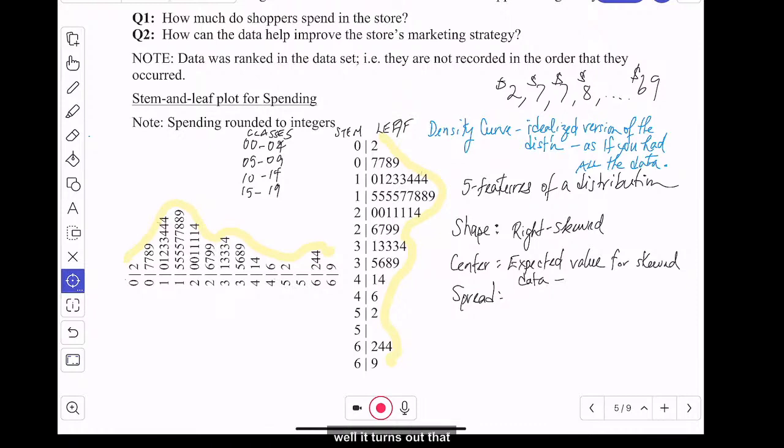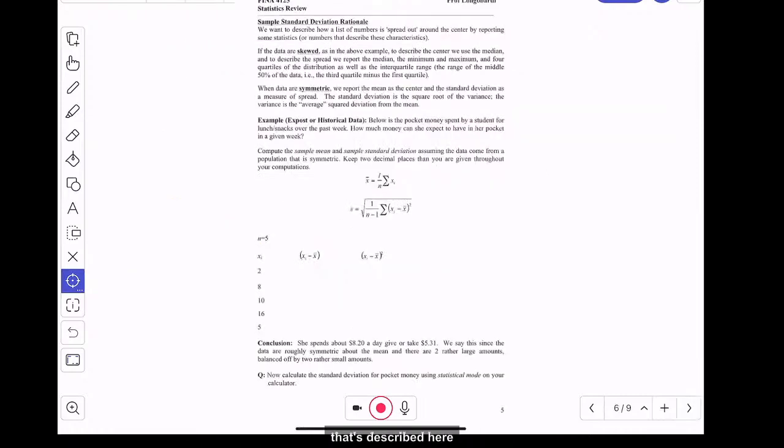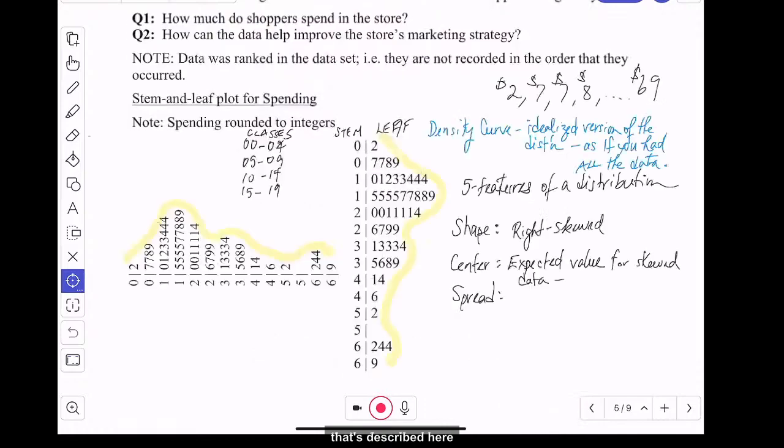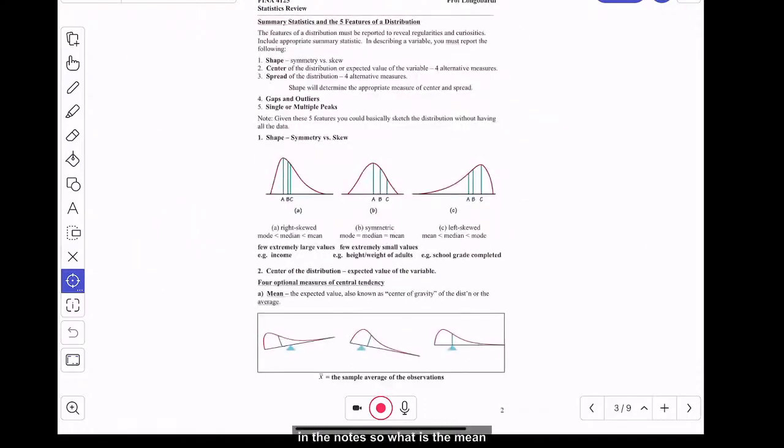Well, it turns out that most of the time, people will say just calculate the average as the expected value. That doesn't work for data that are skewed. Right, Daniel says propose the mean, but that doesn't work for data that are skewed. That's described here in the notes. So what is the mean?